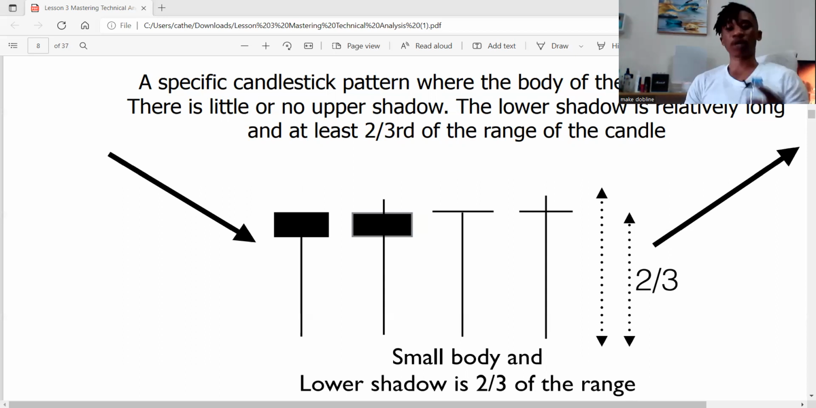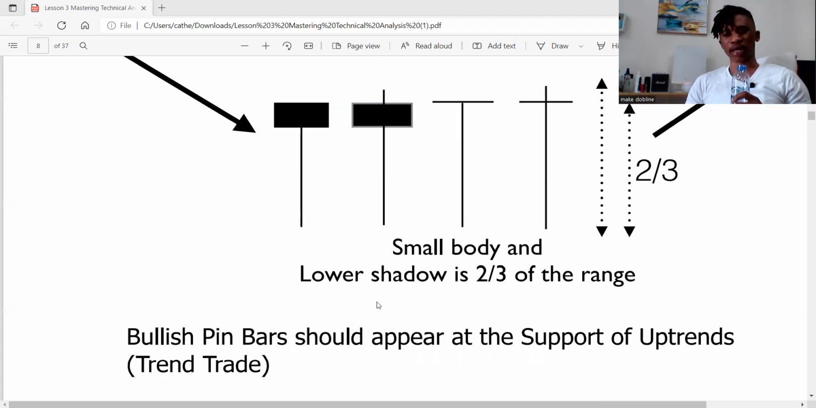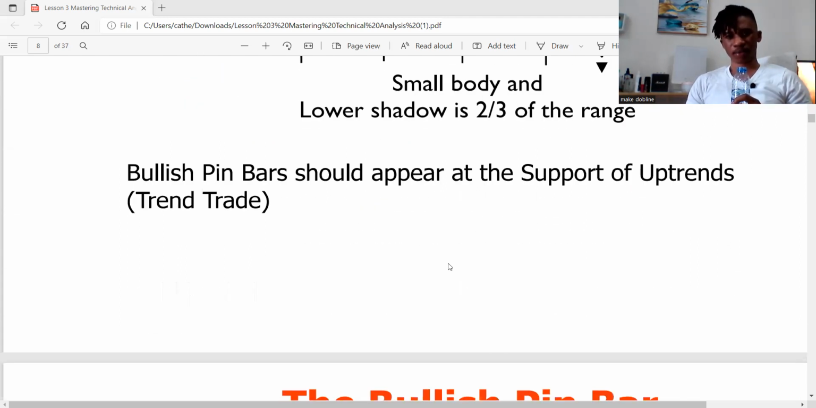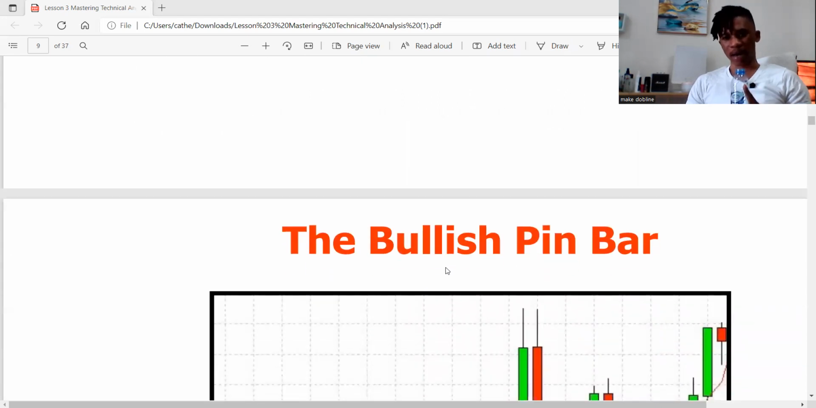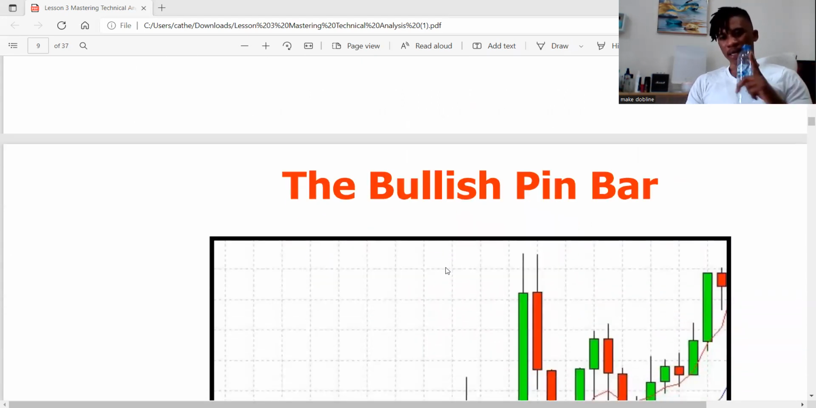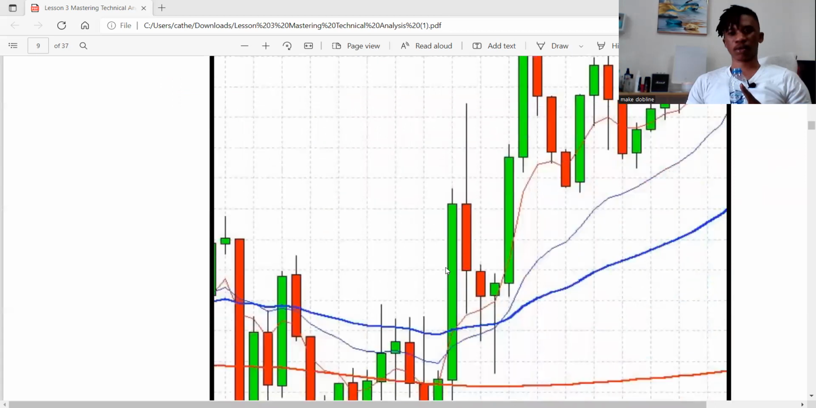Just look at what I'm trying to show you, and you will see how this candle reacts when it appears in the market. Okay, now let's take a look at the markets. Remember, we said this bullish pin bar must appear in an uptrend. Now, here is the trade. Here is our trade. This is the market, right?